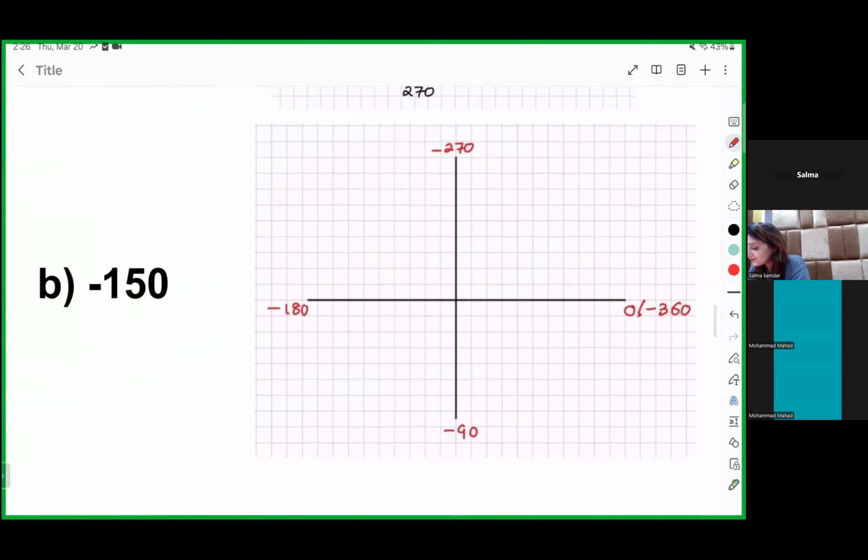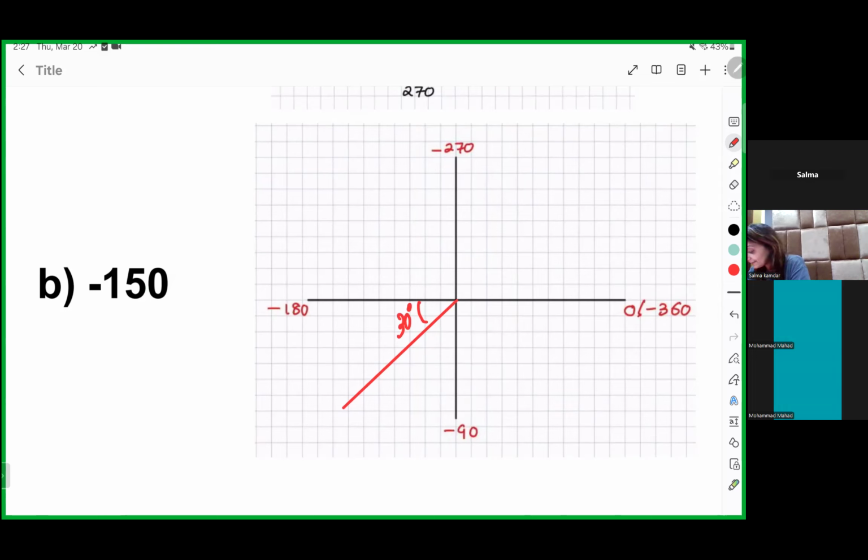Come on, go to minus 150. Minus 150 is going to be in the third quadrant. And you are looking at the acute angle with the x-axis. So I just want you to mark the acute angle with the x-axis. Since you're doing the minus, you're doing the inverse, so you don't need to write minus 150. You're just finding the acute angle with the x-axis.